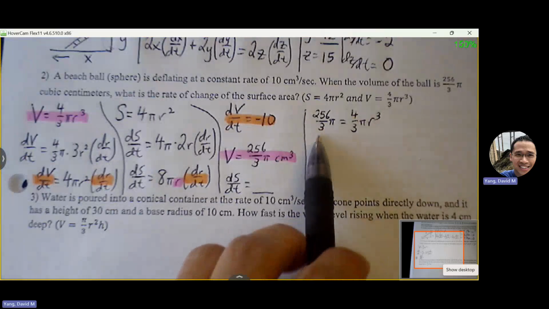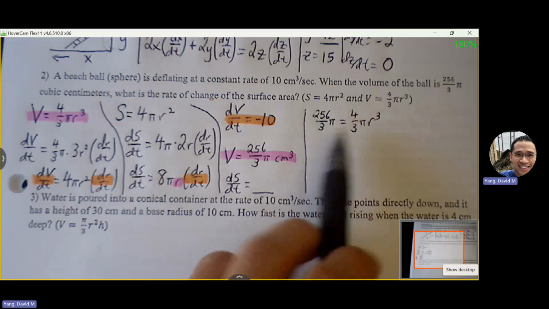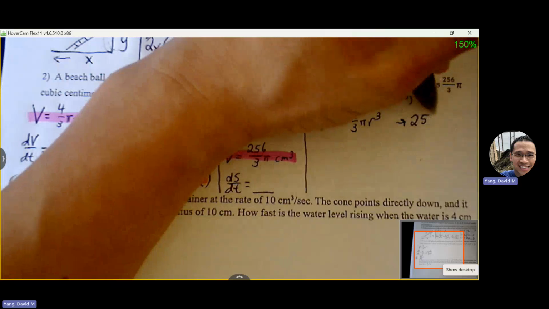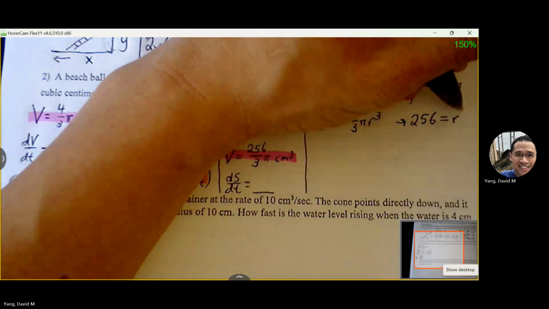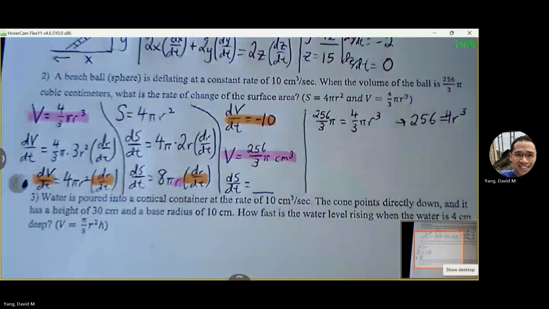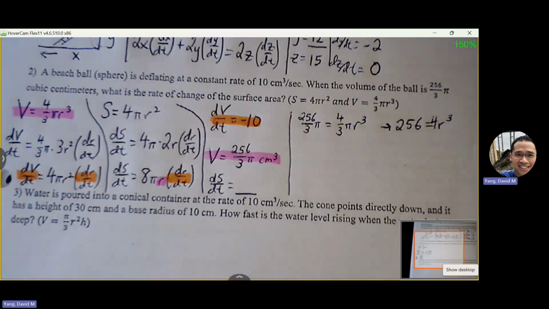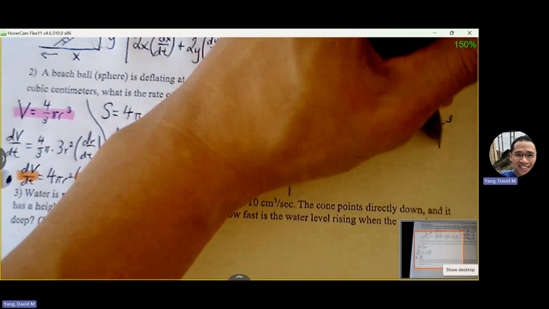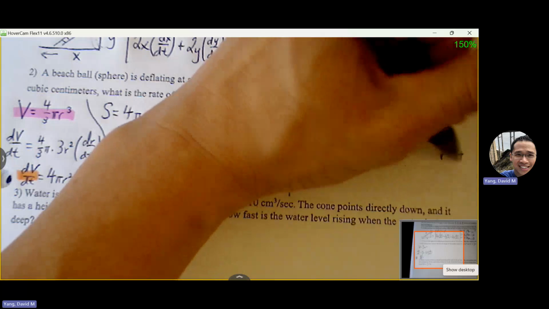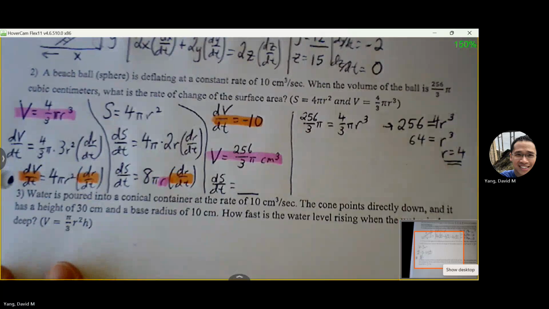I can divide both sides by pi, that goes away. Divide both sides by 1/3, that goes away. So we should be able to clean this up. 256 equals 4r cubed. Divide both sides by 4. I get r cubed equals 64. So r is equal to 4. Okay.